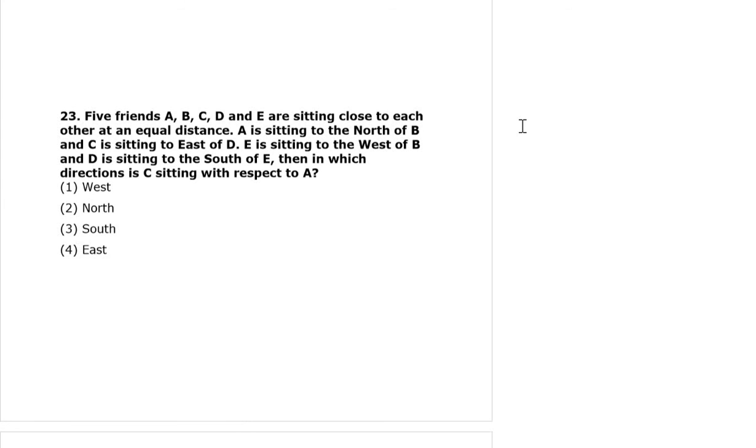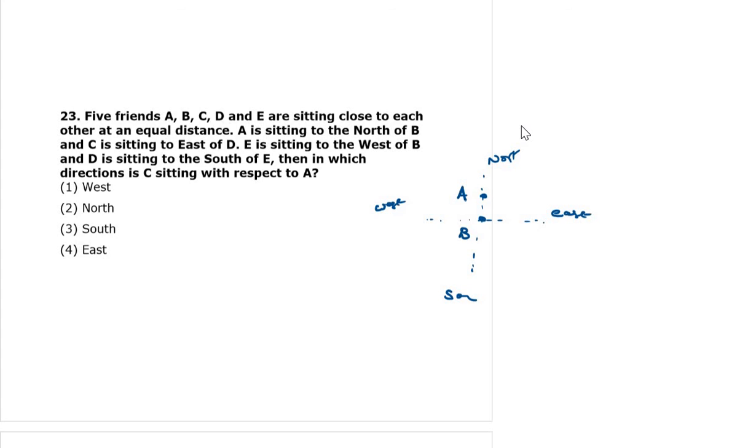So the next question is: 5 friends A, B, C, D and E sitting close to each other at equal distance. Okay. So you have to draw the directions. E is also given, therefore I am writing small letters east, west, north and then south. Okay. Sitting at equal distance. A is sitting to the north of B. Suppose B is here. A is sitting north of B, like that, at equal distance.